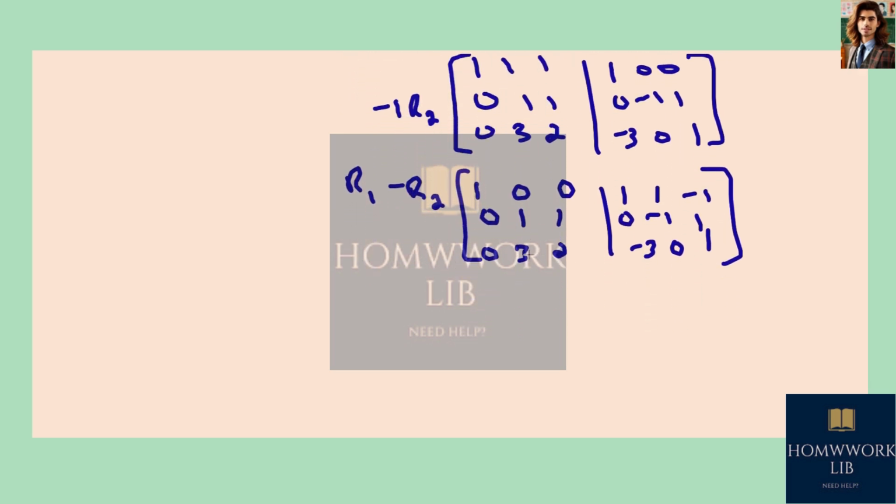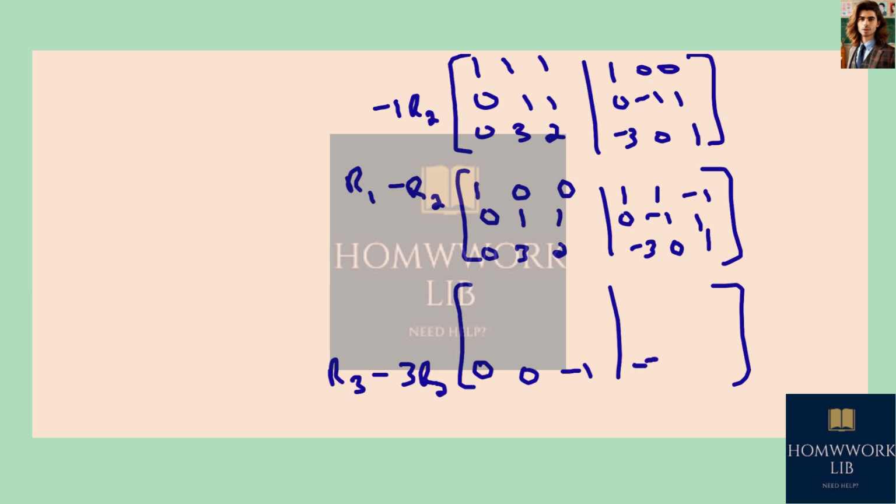Okay, we're getting there. Let's get a 0 in row 3, column 2. We can do this by taking row 3 and subtracting 3 times row 2. Then we get 0 minus 0, 3 minus 3, 2 minus 3, -3 minus 0, 0 plus 3, and 1 minus 3.